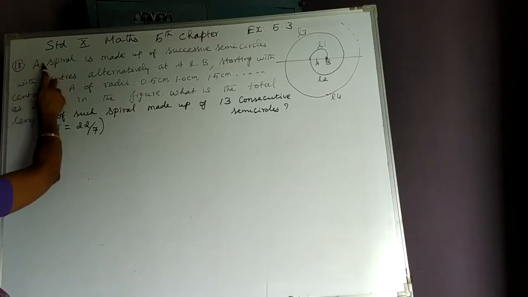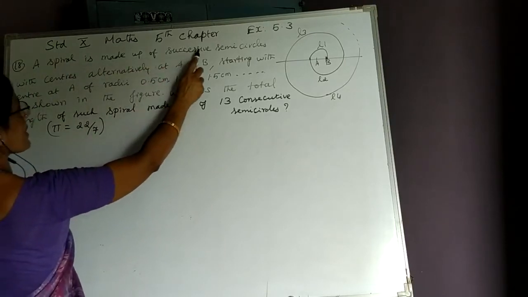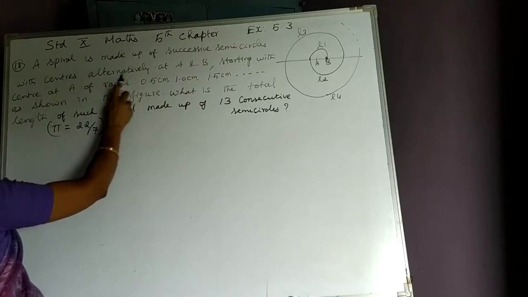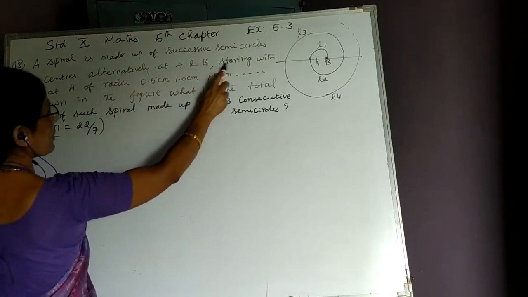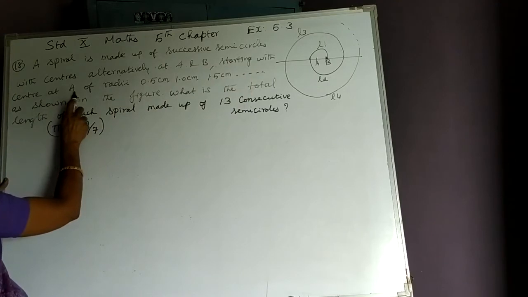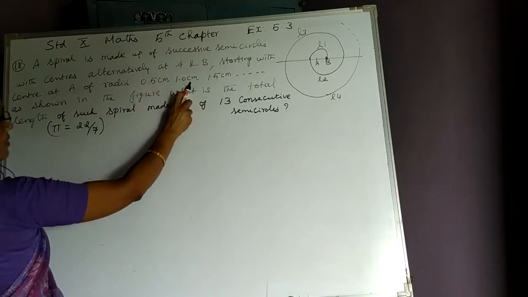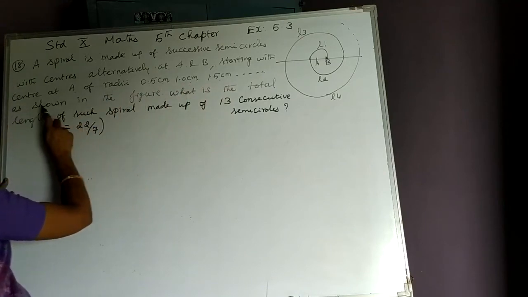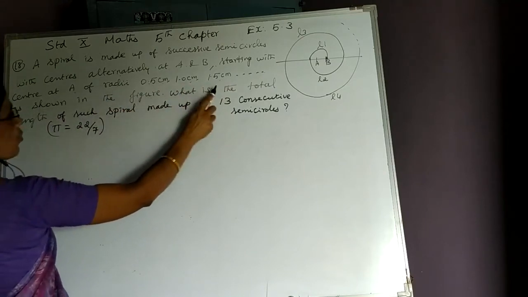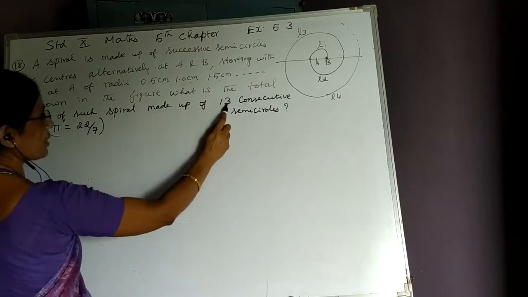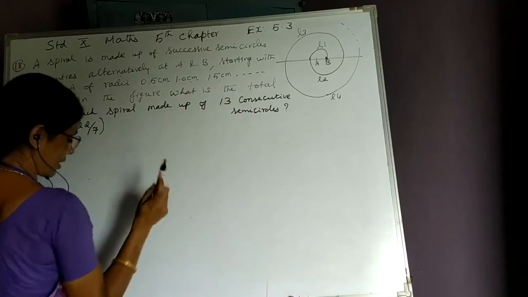Eighteenth sum. A spiral is made up of successive semicircles with centers alternately at A and B, starting with center at A of radius 0.5 centimeter, 1 centimeter, 1.5 centimeter, as shown in the figure. What is the total length of such a spiral made up of 13 consecutive semicircles?